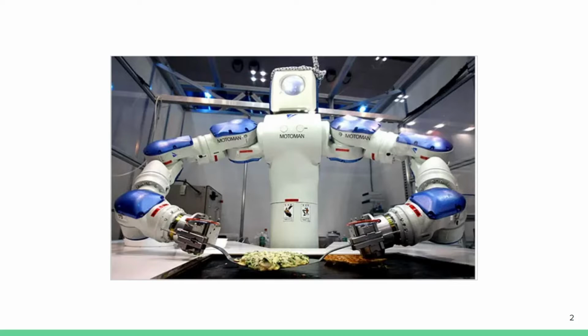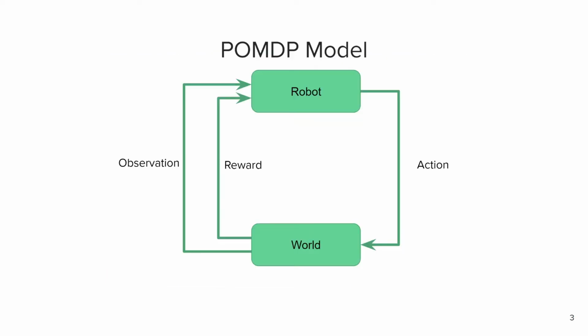One of the main reasons for this is that robots have limited sensing capabilities, so the world state that they are in cannot be directly observed. The typical framework that we use for representing an environment that we can only receive limited observations about is called a partially observable Markov decision process, or POMDP. The POMDP represents a domain in which a robot can take actions which change the world around it, and in return receives observations of the world state through its sensors, as well as a reward signal.